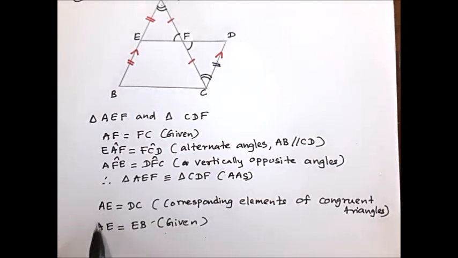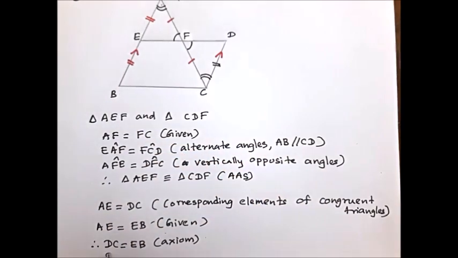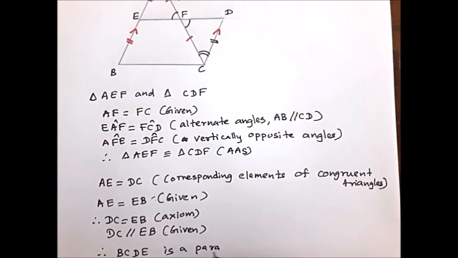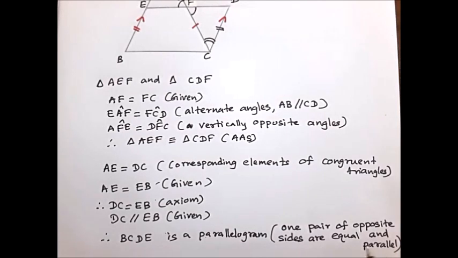Now you can observe the left side equals these two, and these two equal the right side. Therefore, DC equals EB, by axiom. According to the data, DC is parallel to EB. Given. Therefore, BCDE is a parallelogram. Write the reason for it: one pair of opposite sides are equal and parallel.